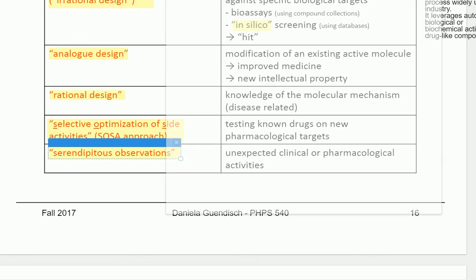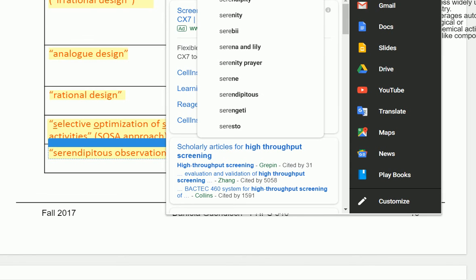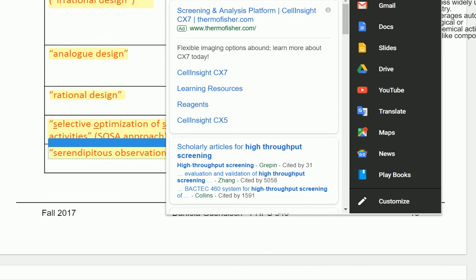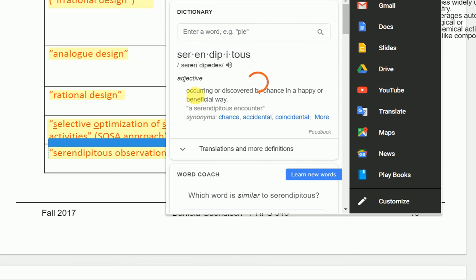What does serendipitous mean actually? Occurring or discovered by chance in a happy or beneficial way, or accidental.